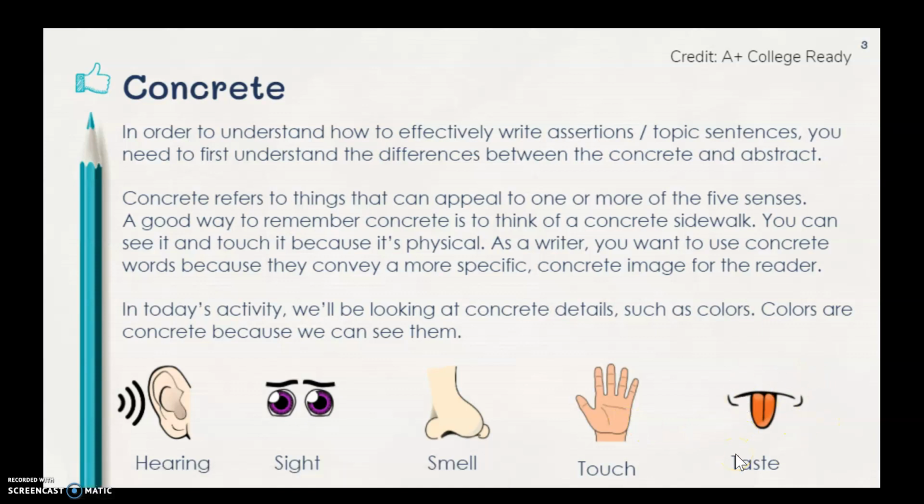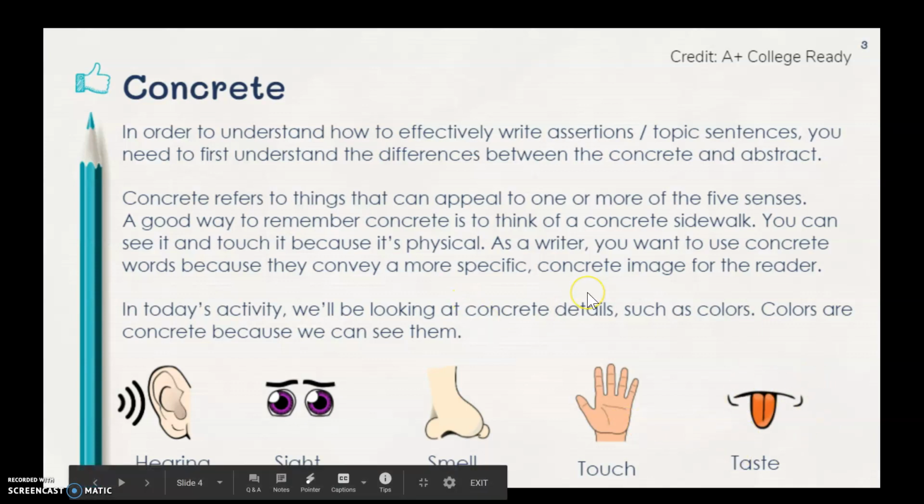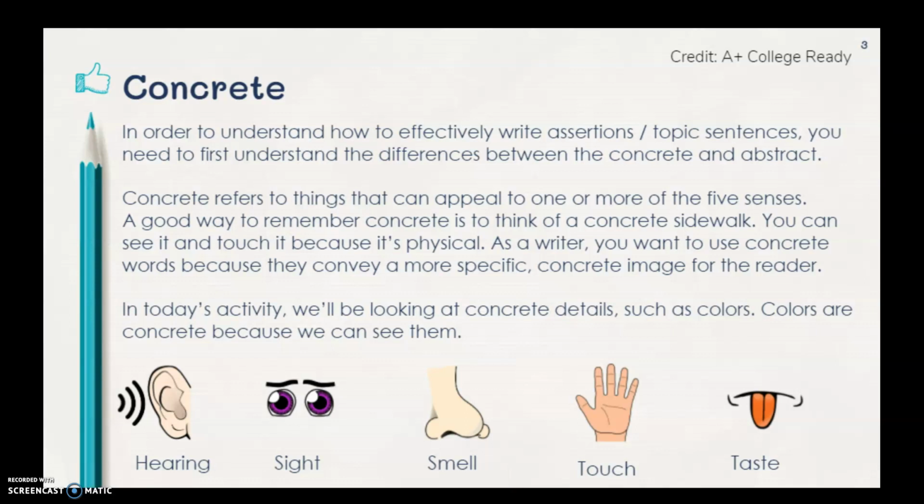A good way to remember what concrete is to think of a concrete sidewalk. Can I see a concrete sidewalk? Well, of course. Can I touch it? Yes, if you're walking on it. Concrete, actual concrete, is physical. So a concrete idea is something that is physical, is tangible.